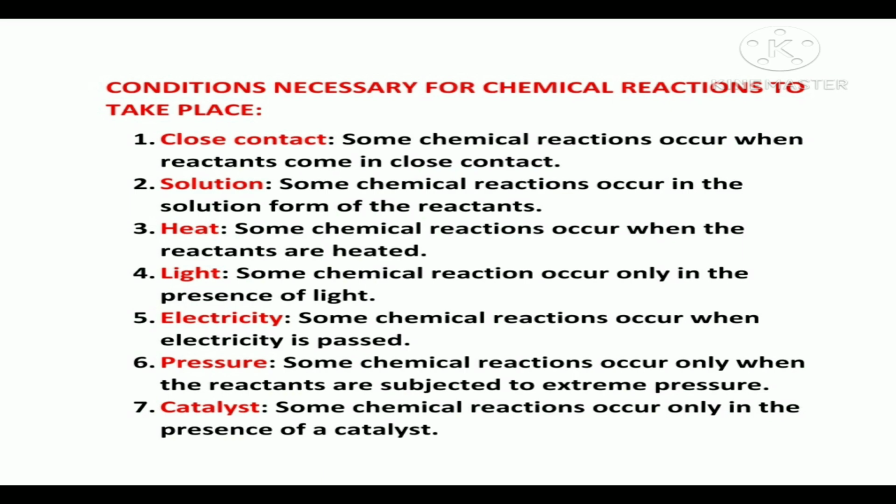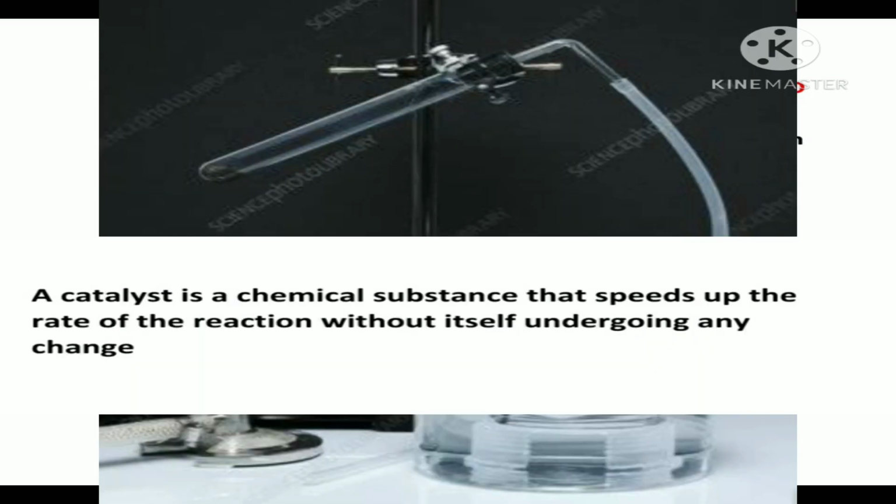The next condition that is required is a catalyst. So what is a catalyst? A catalyst is a chemical substance which speeds up the reaction without itself undergoing any change. What does this mean? This means that a catalyst will only increase the speed of the reaction, but itself will not take part in the reaction. Its work will only be to speed up the reaction.